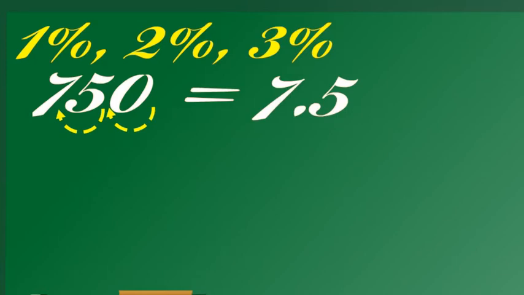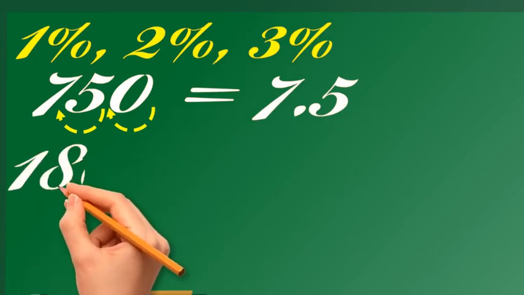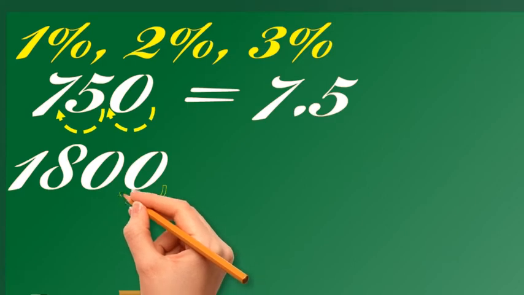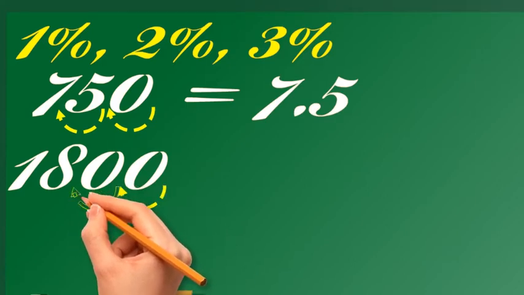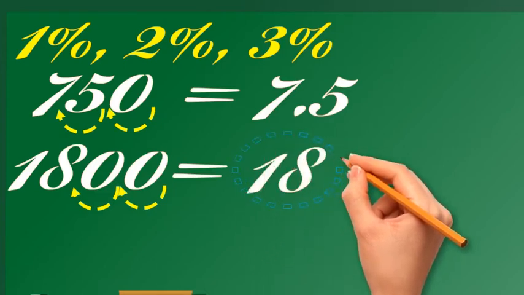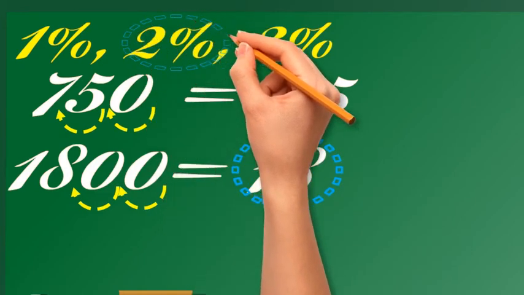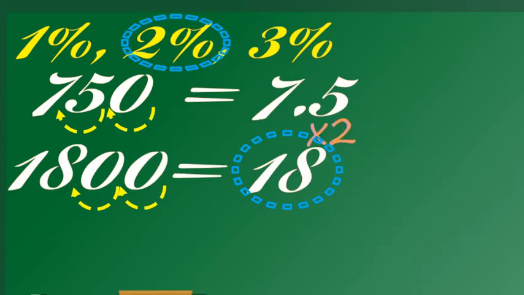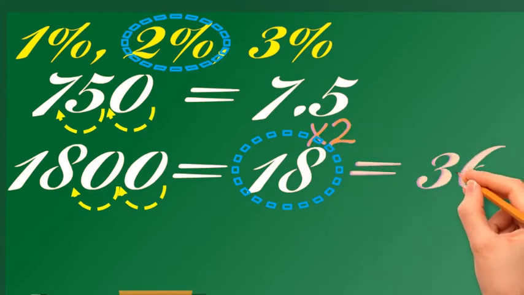Now let's try to get 2%. Let's try it with 1800. First we get 1% out of it. What do we have to do? Yes, we move 2 decimal places to the left. We will get 18. If 1% is 18, what is 2%? We just times it by 2. So, 18 times 2 is 36.